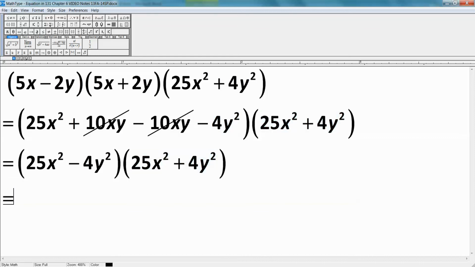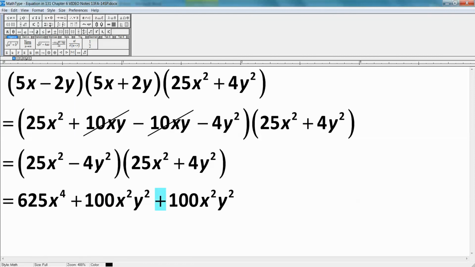And now we distribute again, right? So 25 times 25, that's 625, x to the 4th, because x squared times x squared, you add the powers, minus 4 times 25 is 100. So minus 100 x squared y squared. That's, oh, it's plus, sorry, because plus 4 times plus 25. And then hopefully you can see it, but the next one's going to be minus, right? So there's outers, there's inners, because minus 4 times positive 25 is minus 100. And then minus 16, because 4 times 4 is 16, y to the 4th, because you're going to add those powers.